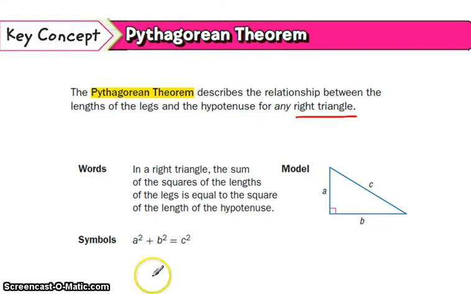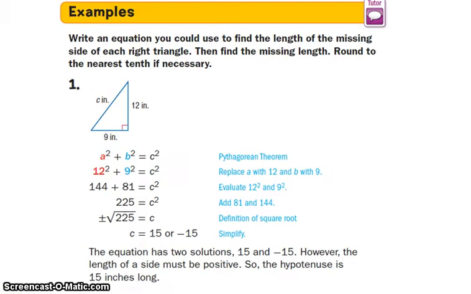What the Pythagorean theorem does is help us find a missing length of a side of a right triangle. It states a squared, so if you take this leg and square it, and you take this length and square it, add them together, it's going to give you this length squared. And that's how we get the formula a squared plus b squared equals c squared, where a and b are your legs and c is your hypotenuse.